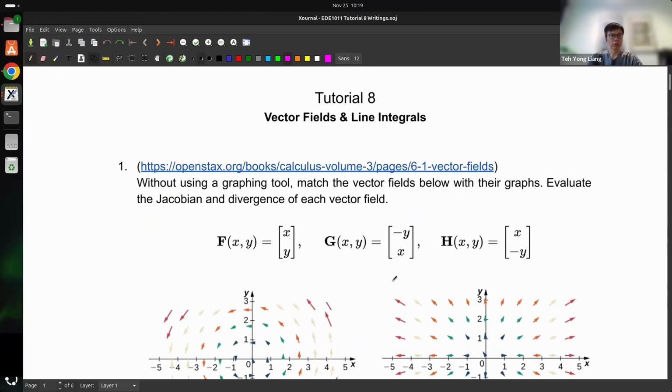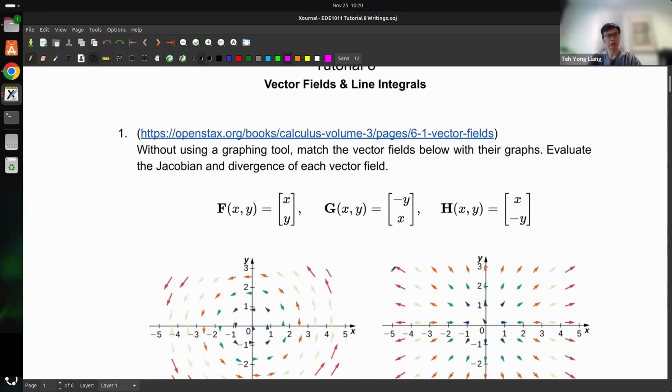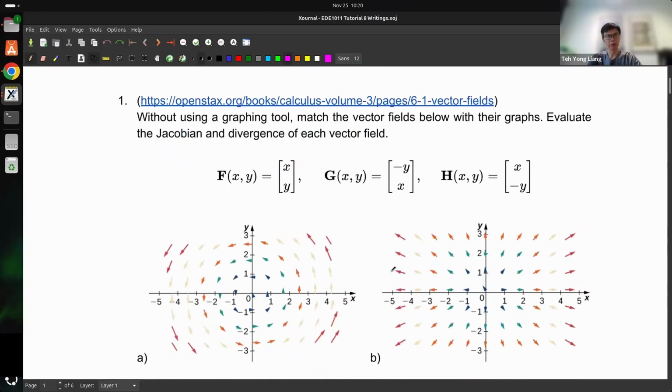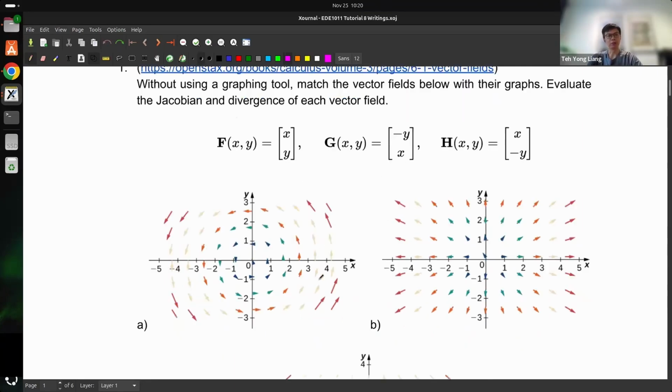Question 1 is testing you on the understanding of a vector field and also the computation of the Jacobian and divergence. This one is about how you match the vector field given to the plots of the vector fields below. Maybe you just sub in some points, then see which of the plots conform to the vectors you have drawn.